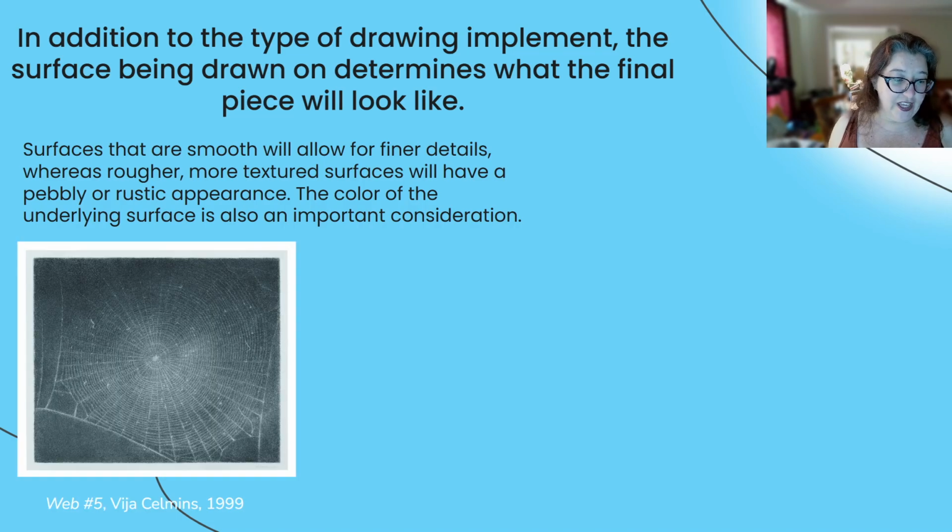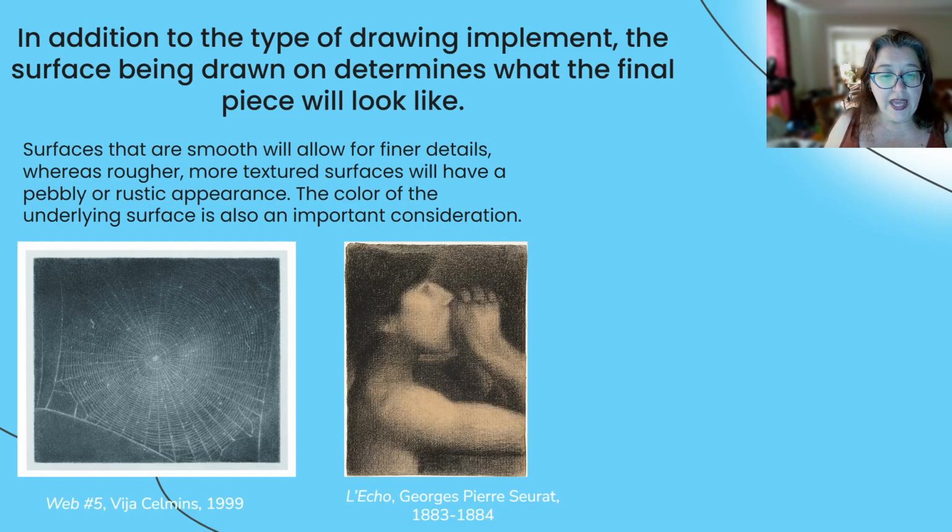So, for example, we have Vi Hess Kelmans, and she draws a lot of stuff on toned paper. So the color of the paper. So this is white on a dark paper. And you can tone the paper yourself. You can color in the background and then put a layer on top of it. This is a spider web. Or you can get paper that is already tinted. In this one, this is Seurat, and this is L'Echo. You can see the grain and the texture of the paper. It's a thick, textured paper.